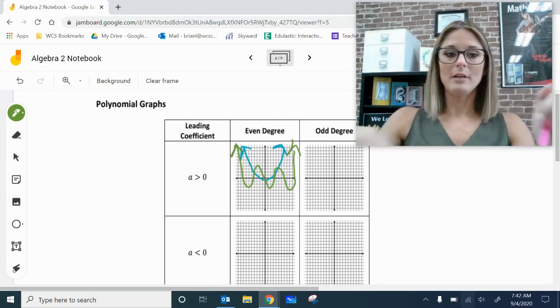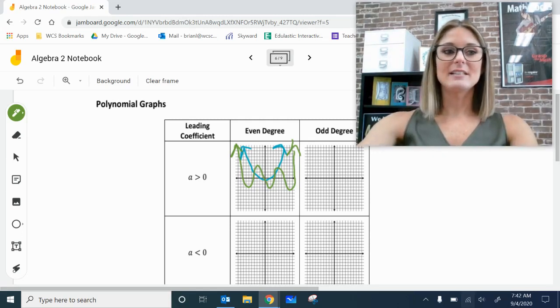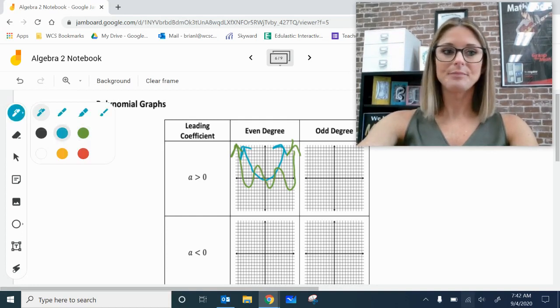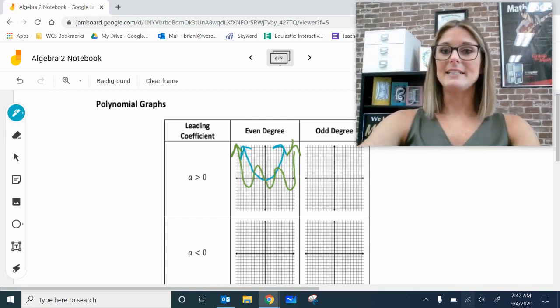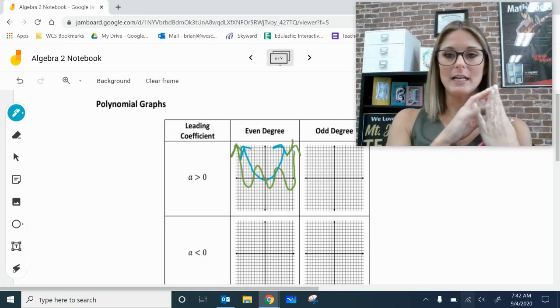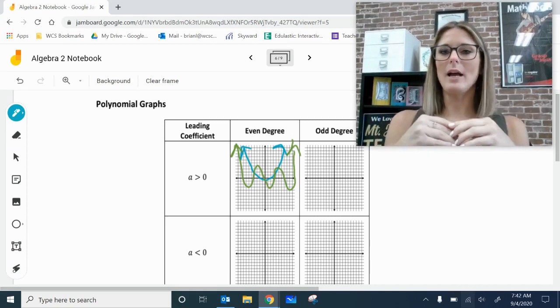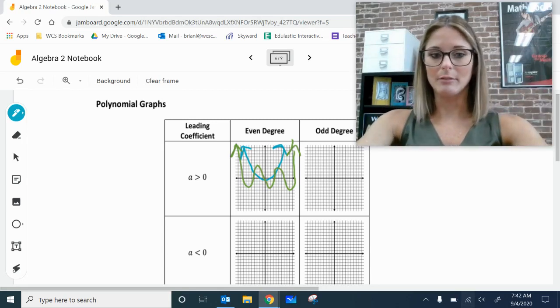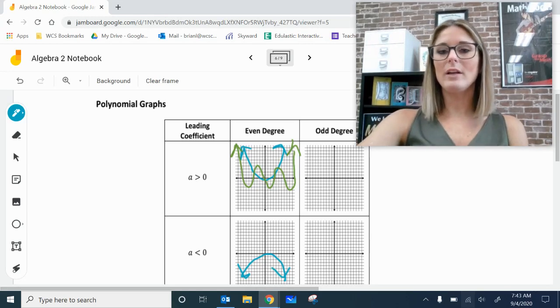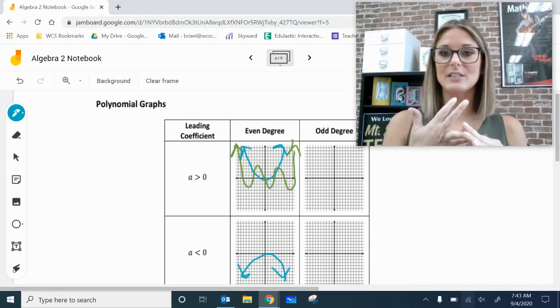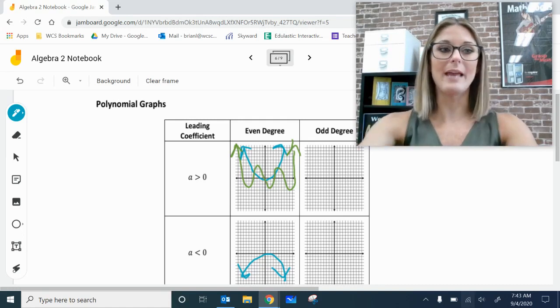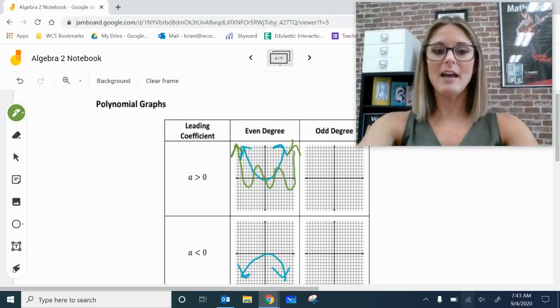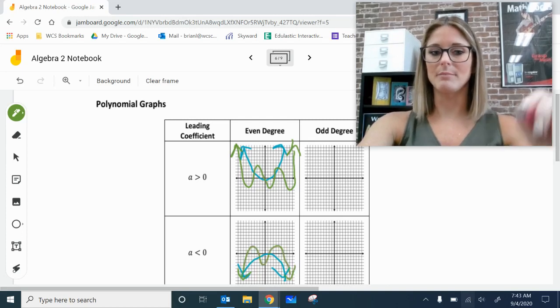I'm going to go down to the bottom. If our a is less than 0, so if it's negative, and it's even degree. So let's go back to thinking about our quadratics last week. If it was y equals negative x squared, it was a sad little parabola like this. But what if it's to the 4th or to the 6th or the 8th? What if it's a bigger polynomial that we haven't explored yet? Still going to have both arrows pointing down. There just might be some extra humps and bumps in between.